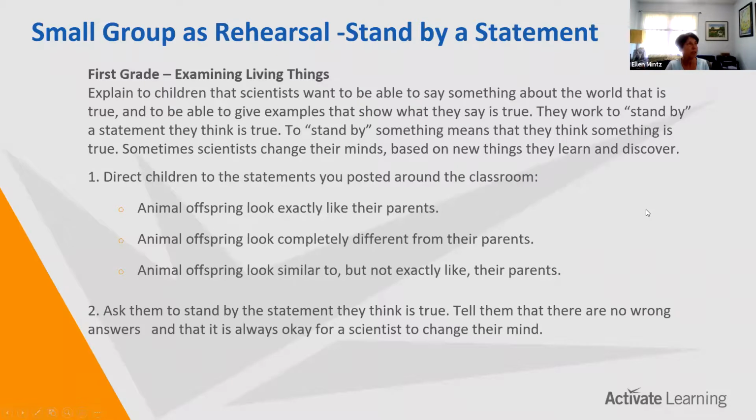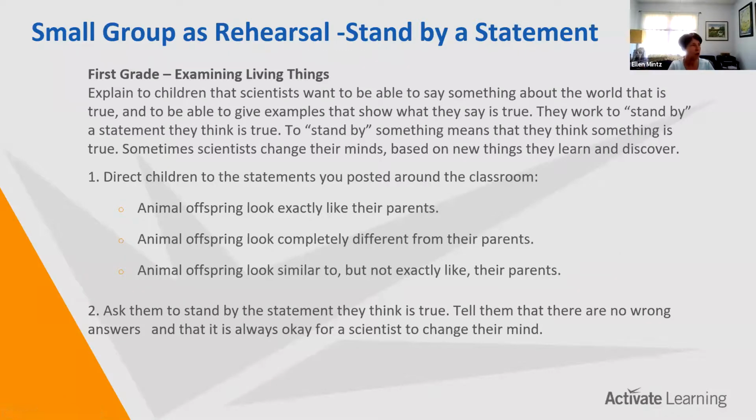They work to stand by a statement they think is true. To stand by something means that they think something is true. Scientists sometimes change their mind based on new things they learn and discover. Direct children to the statements you posted around the classroom. Animal offspring look exactly like their parents. They look completely different from their parents. They look similar to, but not exactly like their parents. Ask them to stand by the statement they think is true.